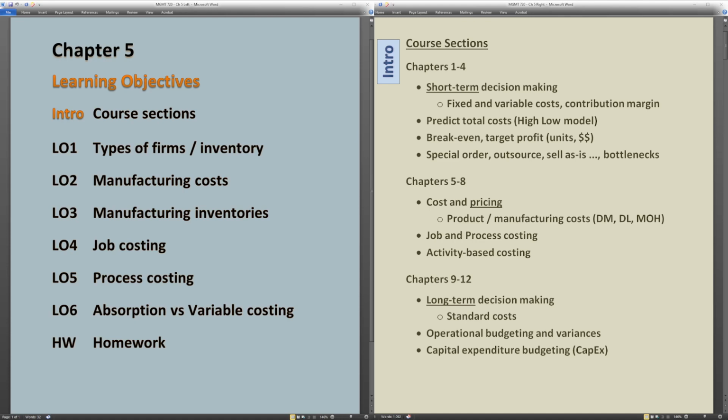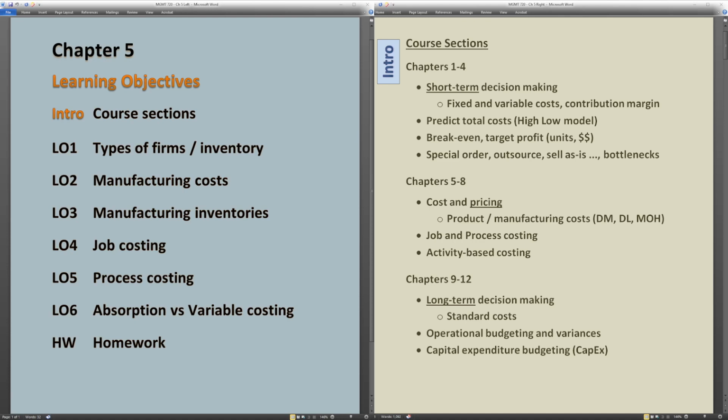And all of those are based on, when I say short term, I mean decisions that are within the year, not long-term multi-year decisions. And this is the first 4 chapters. I'm going to skip chapters 5 through 8 and just go to chapters 9 through 12 for a moment and say that those are the long-term decision-making chapters.